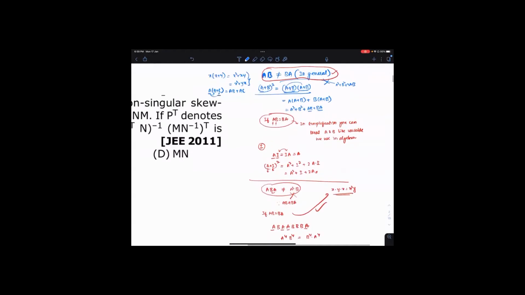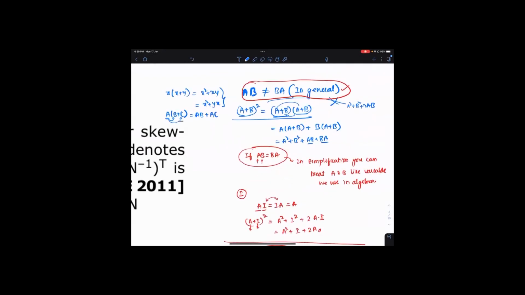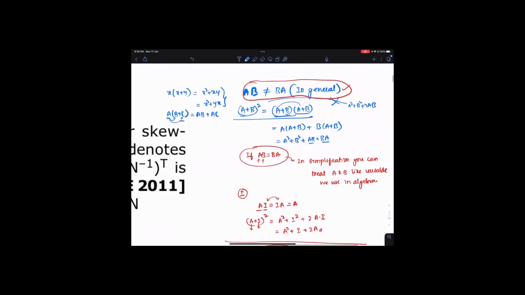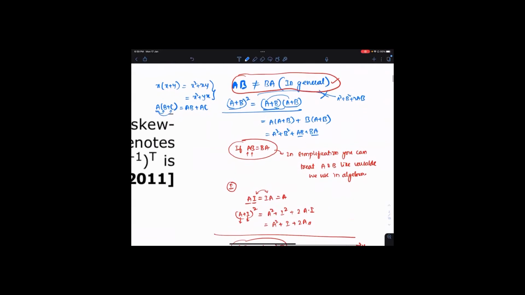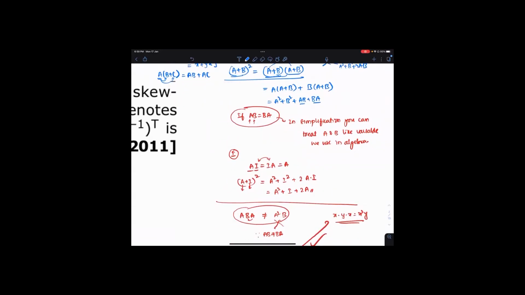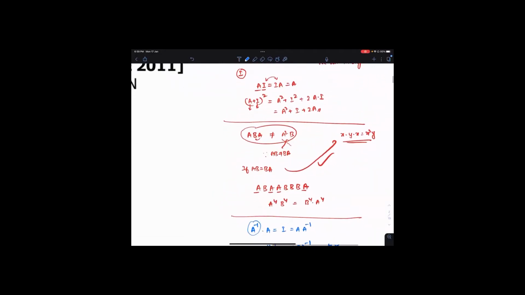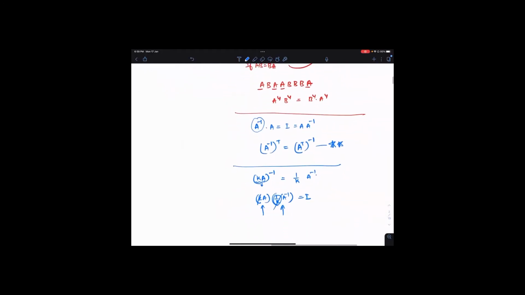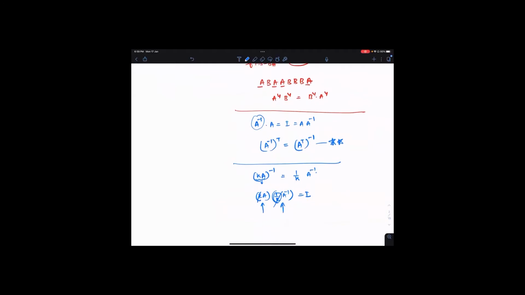I will just brief it in 1 minute. In general, AB is not equal to BA. That's why we can't do polynomial expansion in matrices. But if AB equals BA, you can treat the matrices like variables. And you can do everything you do in polynomial algebra, whatever simplifications you are doing. Okay. You can change the order. Okay. You can club them. Okay. All those things. And the second point, A inverse whole transpose is A transpose whole inverse. And the inverse of K times a matrix is 1 by K times the matrix inverse.